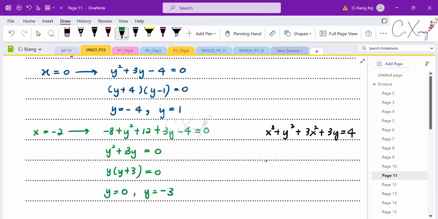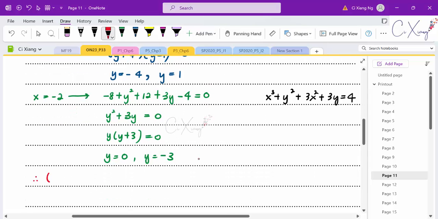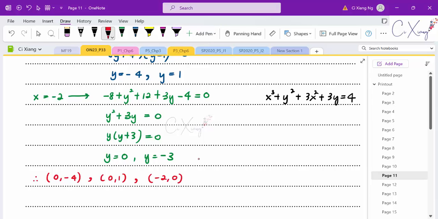So when x equals negative 2, we actually obtain another 2 points, the coordinates for another 2 points where the gradient of tangent at these 2 points is equal to 0. So end up there are 4 answers for this case, right? So what are the coordinates that we have? We are having 0, negative 4, 0 and 1, negative 2 and 0, and also negative 2 and negative 3. Right, so these are the 4 points that will be giving us the gradient of tangent equals 0, or parallel to the x-axis. Alright? Yeah, so this is how we solve question number 6.